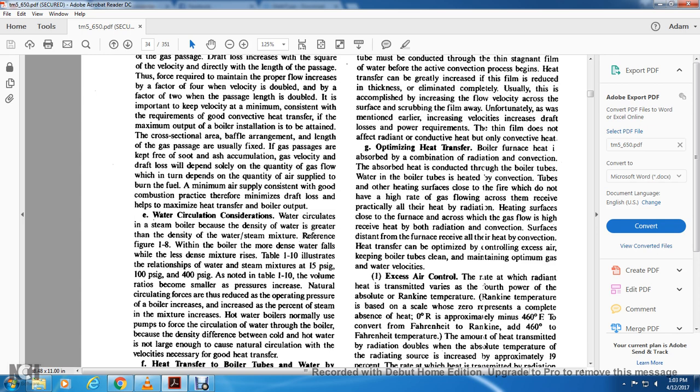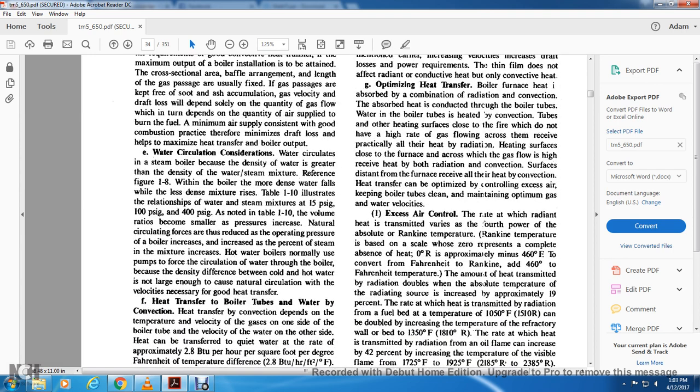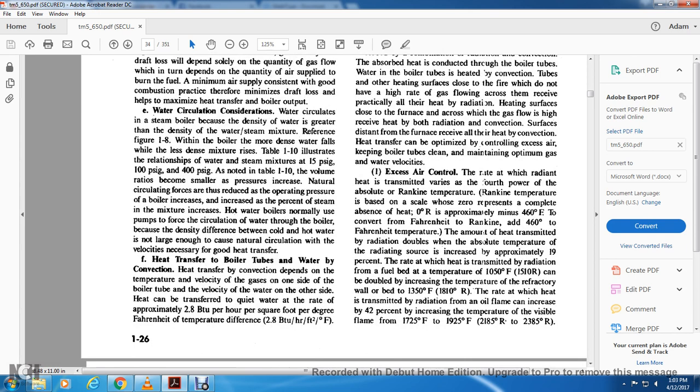Hot water boilers normally use a pump for forced circulation of water from the boiler, because the density difference between the cold and hot water is not large enough to cause natural circulation, which provides the velocity necessary for good heat transfer. F. Heat transfer of the boiler tube and water by convection. Heat transfer by convection depends on the temperature and velocity of the gas on one side of the boiler tube, and the velocity of the water on the other side.